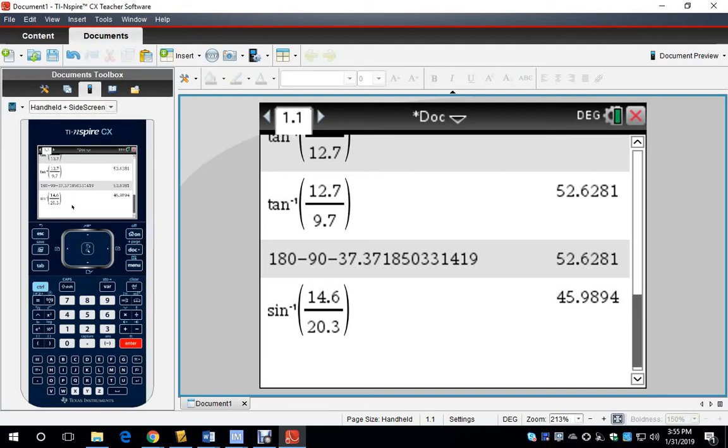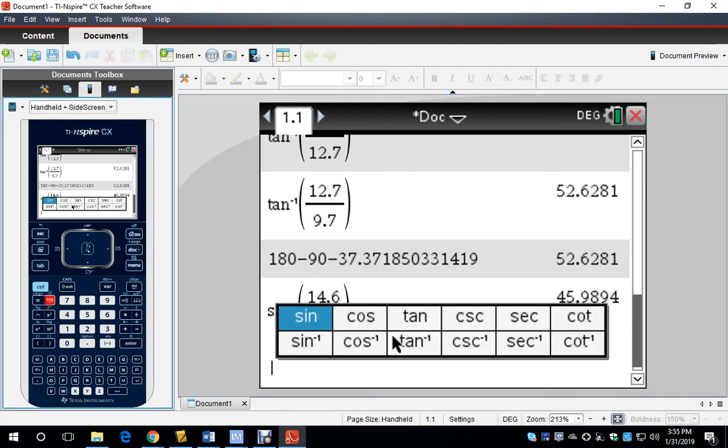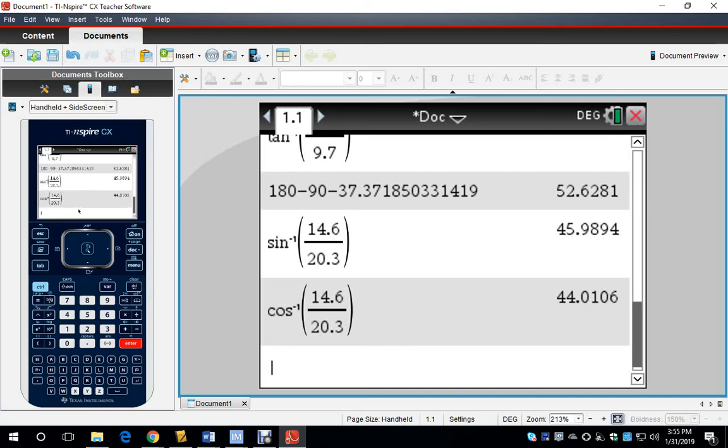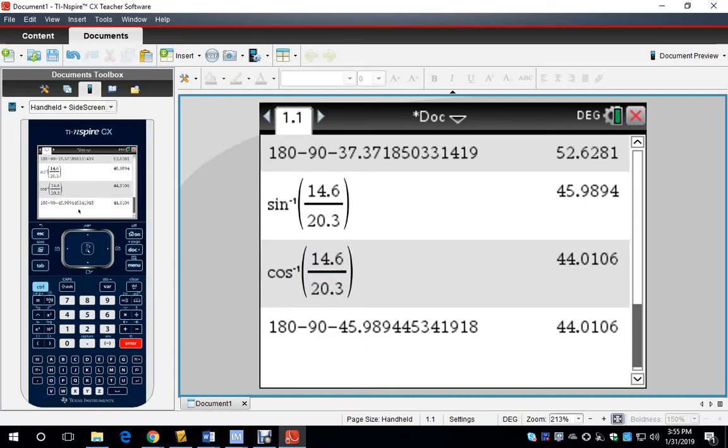We could, as I said before, use the inverse of cosine of the same proportions, 14.6 over 20.3, or we could have just taken 90 degrees minus that previous angle to get 44 degrees. So our angle B is 44 degrees.